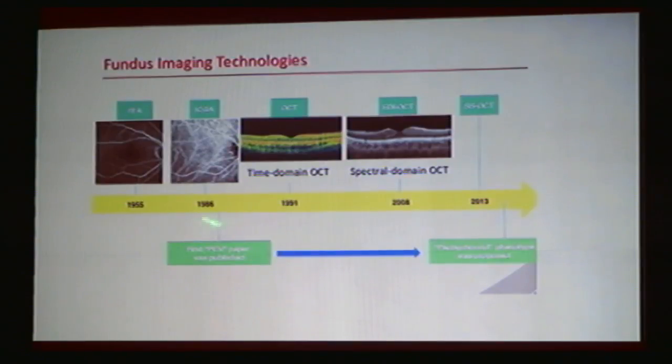So this is just a timeline as to how it has evolved over time. In 1955, you have the first FFA. Then in 86, you have the ICG. In 1991, we got our time domain OCT. Spectral domain OCT came in 2008. In 2013, we got the swept-source OCT, and now we're talking about pachychoroid, which helps us understand all this.